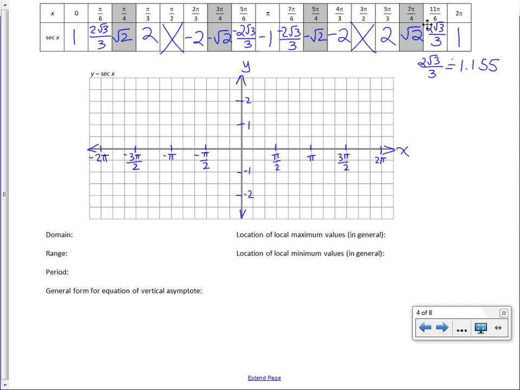So one thing you should notice is where are the asymptotes this time? At pi over 2 and at 3 pi over 2, so at odd pi over 2's. File that away for later. Odd pi over 2's. So pi over 2, 3 pi over 2.